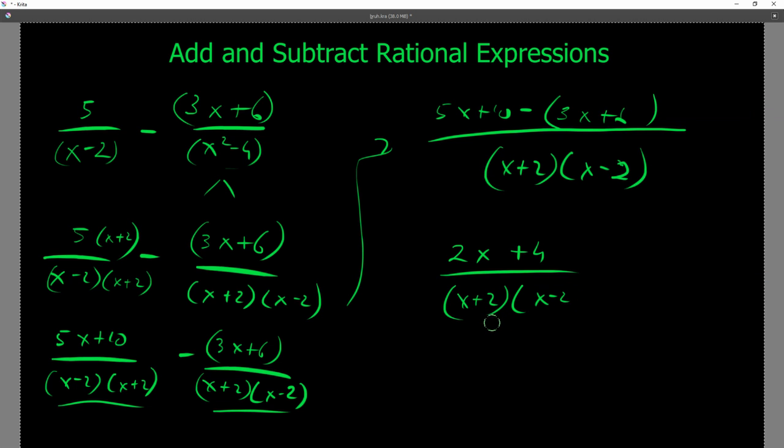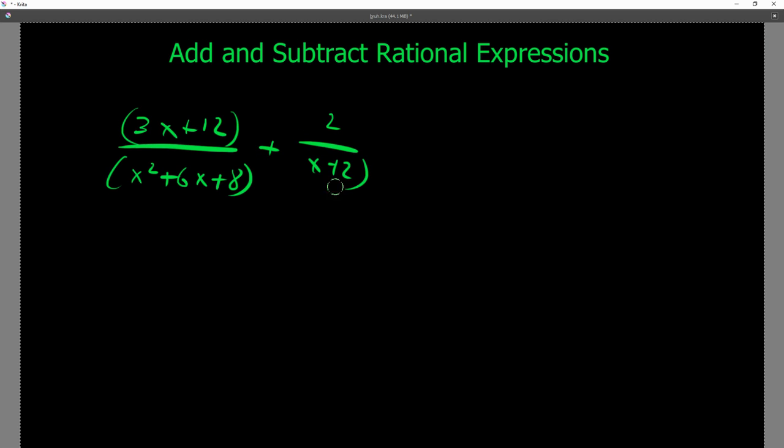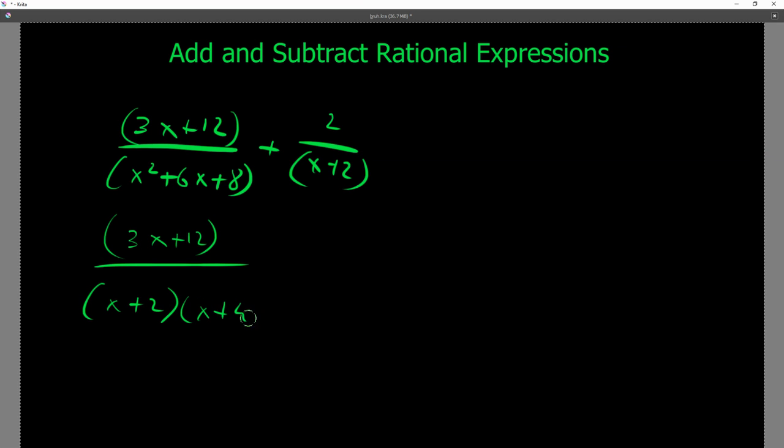All right, let's do another. So I have 3x plus 12 over x squared plus 6x plus 8. Put parentheses around x plus 2. All right, so what does this guy have that this guy doesn't? We don't know. We will find out when we factor them. So here I have 3x plus 12 on top. And the bottom I have x plus 2, x plus 4.